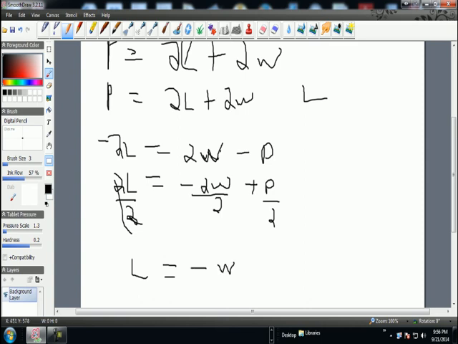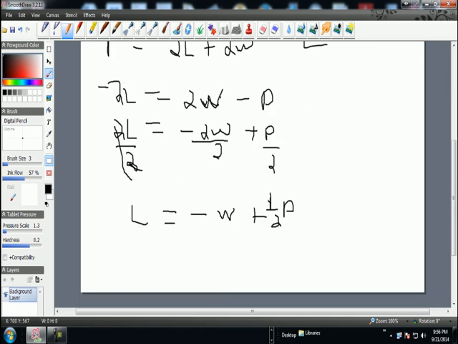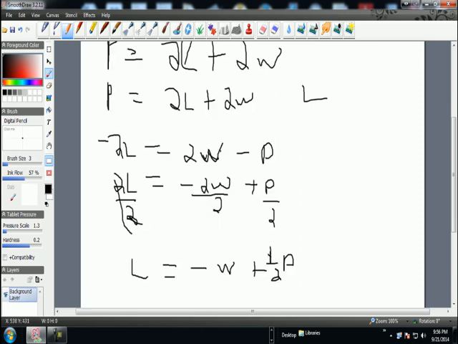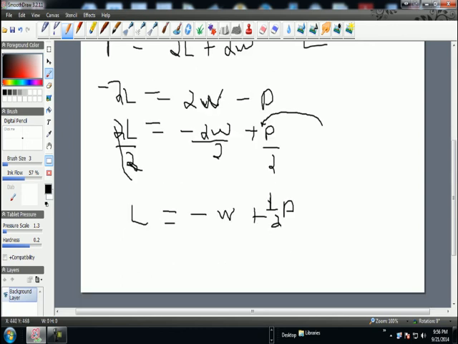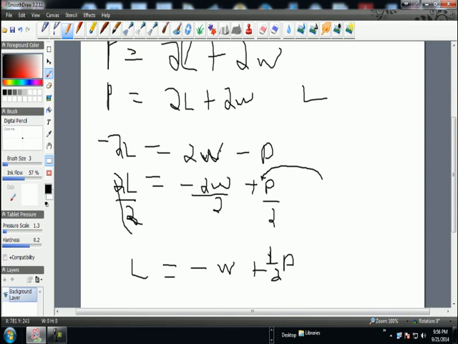Minus w plus 1/2 over in front of p. That is because, notice, the coefficient right here is a 1. Therefore, it's 1/2 p. You've got 2 terms. You still got 2 terms. Okay, let's leave that there for now for just a second. I'll be right back.